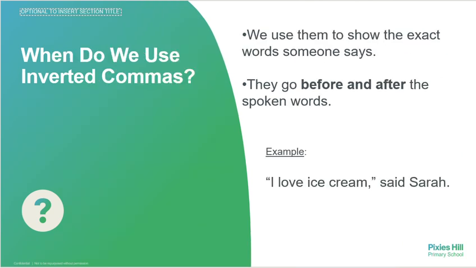When do we use inverted commas? We use them to show the exact words someone says. They go before and after the spoken words. Here is an example: "I love ice cream," said Sarah.